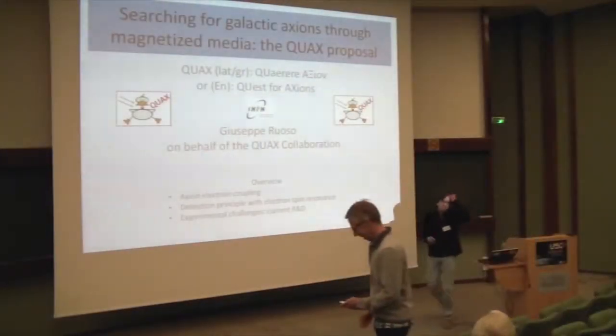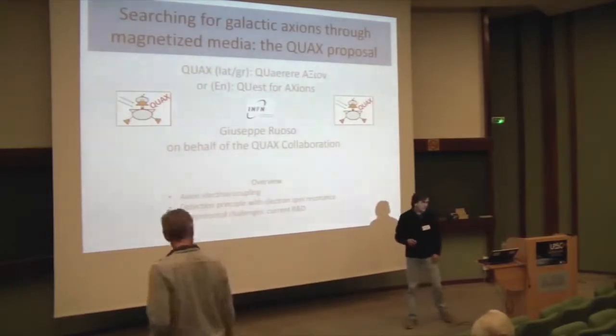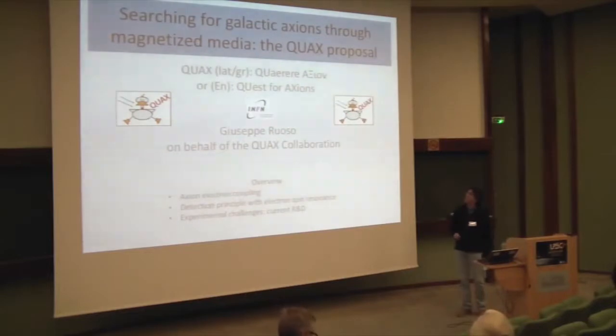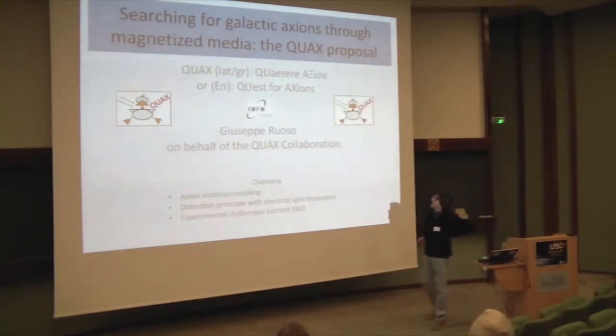Well, thank you to the organizer for inviting me here to speak about our QUAX proposal, which is the QUest for AXions. So it's another experiment looking for axions as a main component of the dark matter. It's an haloscope, but in this case there is a different ingredient.